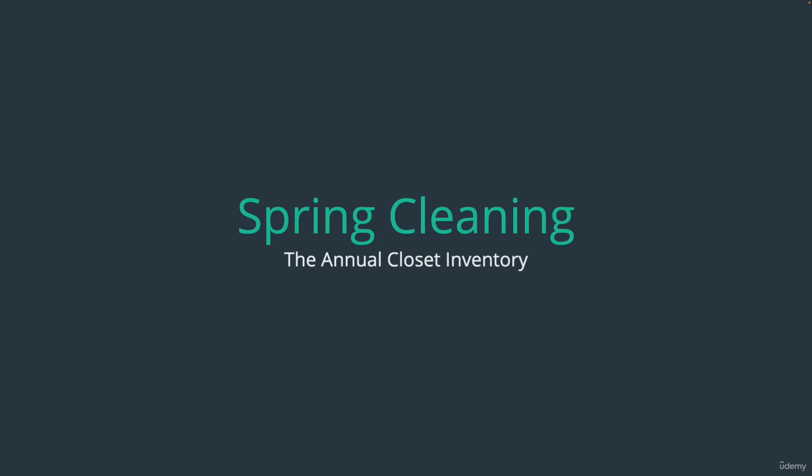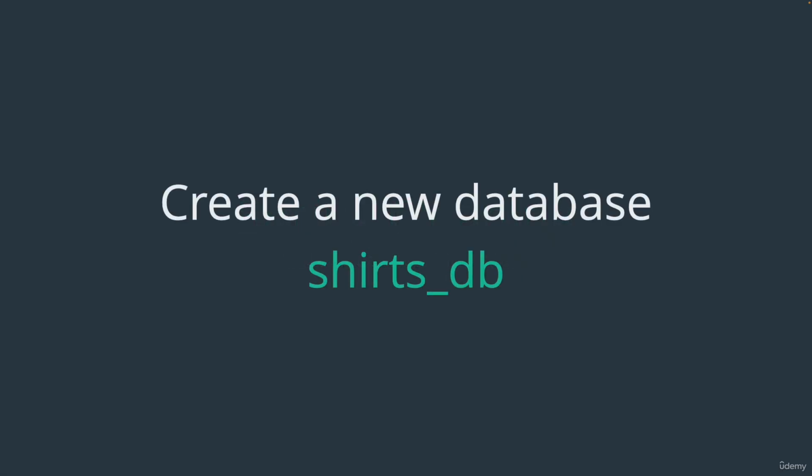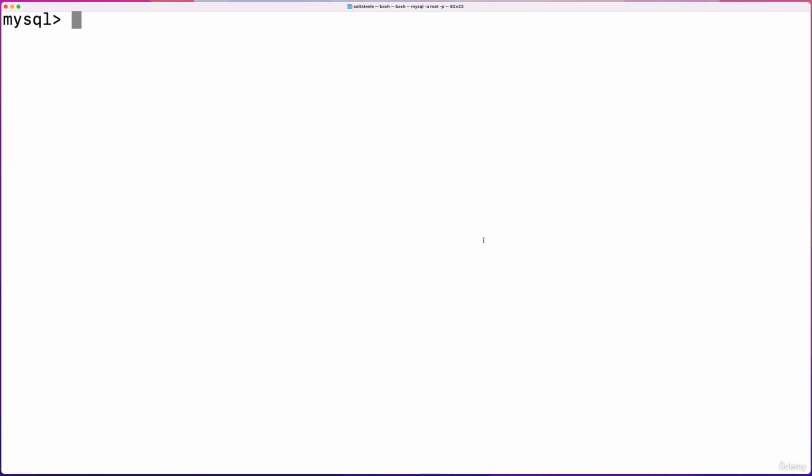All right, in this part of the solution, I want to walk through setting up our database and creating the table. So the first thing we'll do is make a new database called ShirtsDB. Now, we don't actually have to do this all one step at a time. I don't have to create the database and then use it and then create my table.